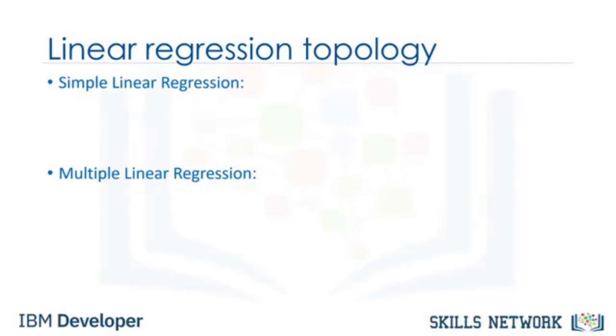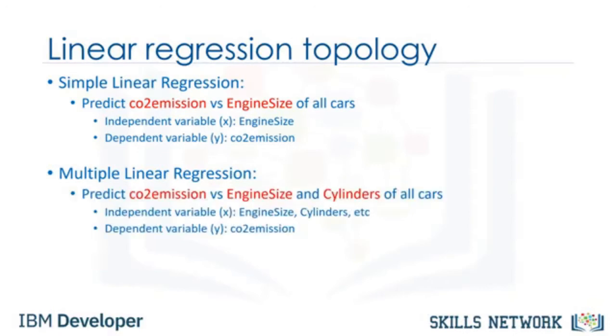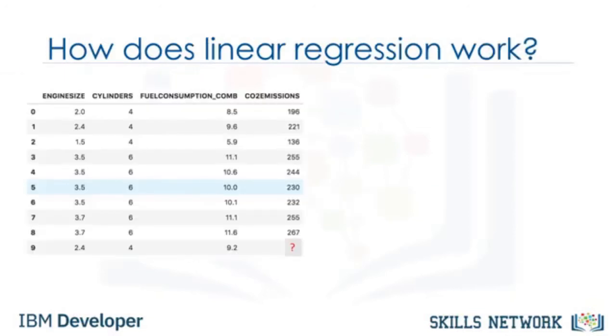There are two types of linear regression models. They are simple regression and multiple regression. Simple linear regression is when one independent variable is used to estimate a dependent variable, for example, predicting CO2 emission using the engine size variable. When more than one independent variable is present, the process is called multiple linear regression. For example, predicting CO2 emission using engine size and cylinders of cars. Our focus in this lesson is on simple linear regression.